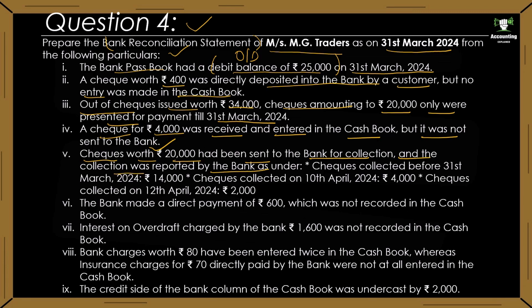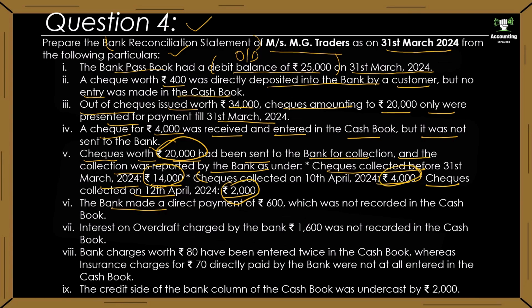Checks worth rupees 20,000 had been sent to the bank for collection, and the collection was reported by the bank as under. Checks collected before 31st March 2024, 14,000. Checks collected on 10th April 2024, 4,000. Checks collected on 12th April 2024, 2,000. So they have deposited checks worth rupees 20,000, out of which 14,000 were collected before 31st March and 4,000 and 2,000 rupees were collected after 31st March.